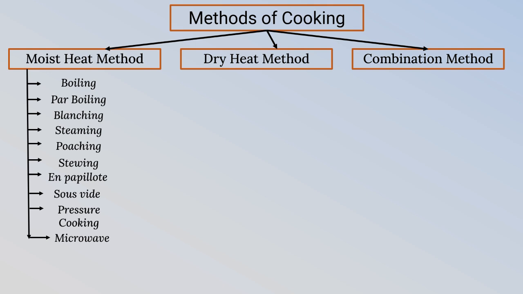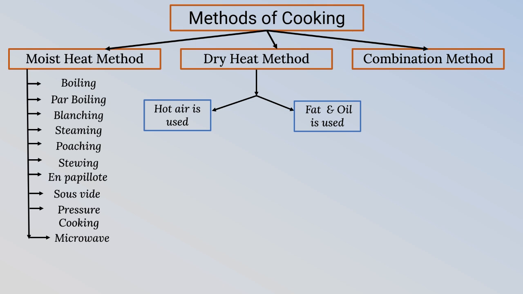Let us see now the dry heat method. Under the dry heat method, it is basically the air that is getting heated. There are two sub parts. One is where hot air is used. The other one is where fat and oil is used. So why is it dry heat? Because there is no use of water or moisture. Either air is getting heated, or the heat is transferred through fat and oil if you are using it as a medium.